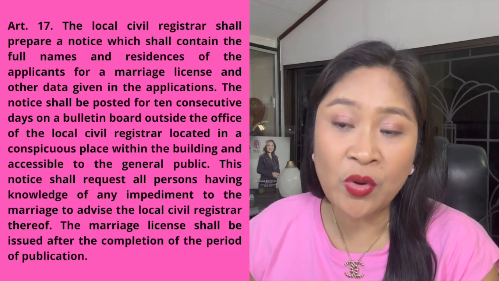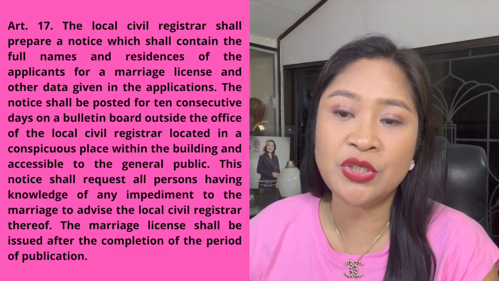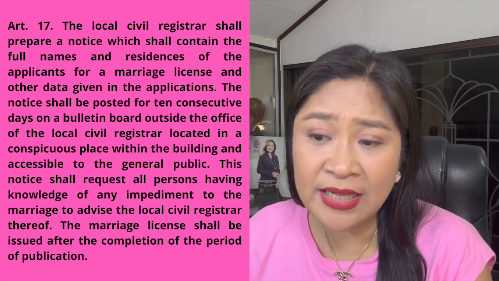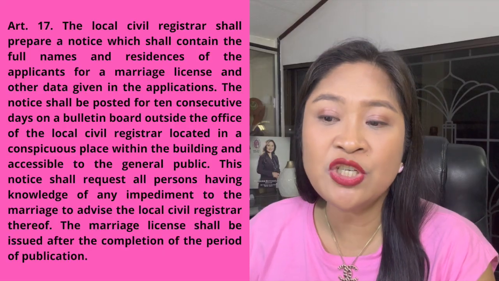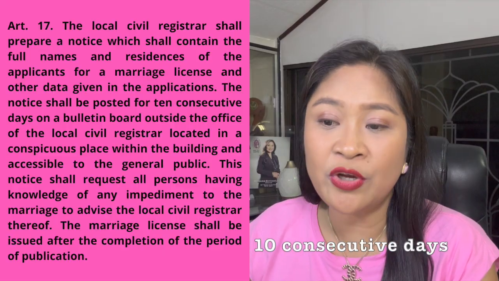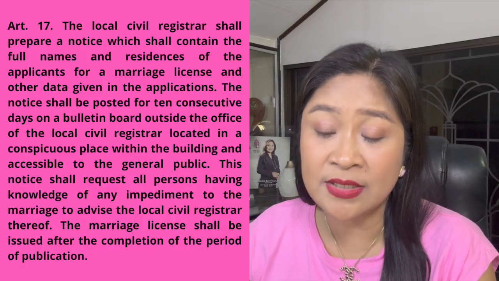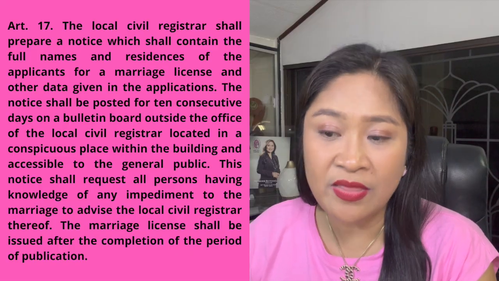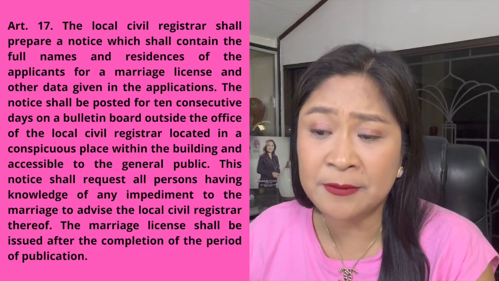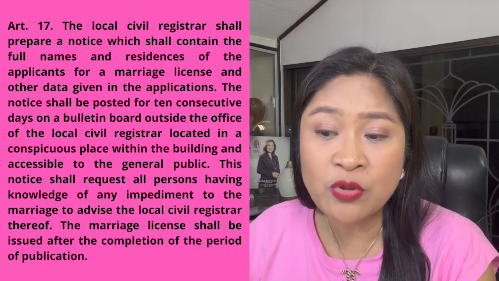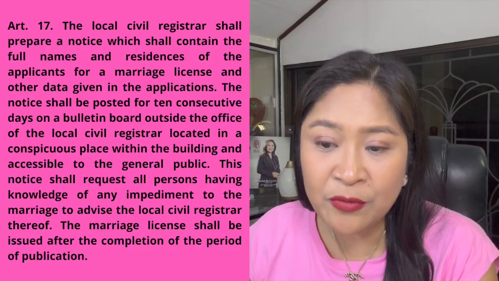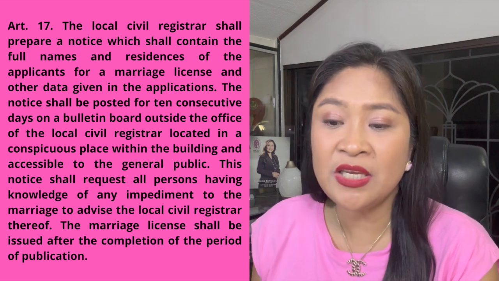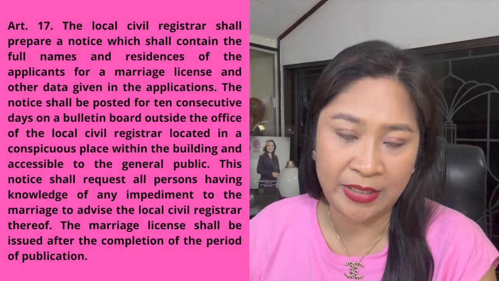It says the local civil registrar shall prepare a notice which shall contain the full names and residences of the applicants for a marriage license and other data given in the applications. The notice shall be posted for 10 consecutive days on a bulletin board outside the office of the local civil registrar, located in a conspicuous place within the building and accessible to the general public. This notice shall request all persons having knowledge of any impediment to the marriage to advise the local civil registrar thereof. The marriage license shall be issued after the completion of the period of publication.